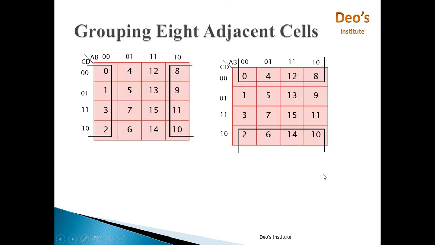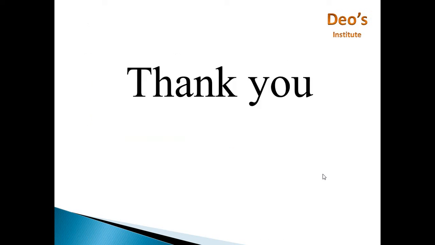So this is all about the grouping of variables: grouping of two cells, grouping of four cells, and grouping of eight adjacent cells in a two variable K-map, three variable K-map, and four variable K-map. I hope you have understood the concept.